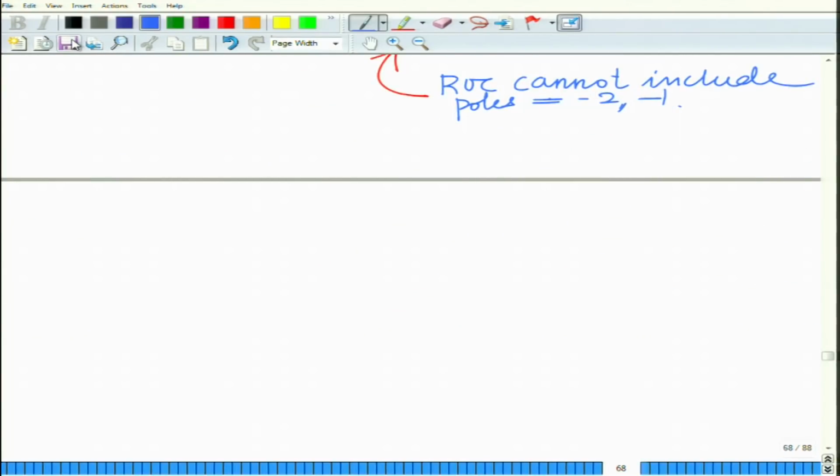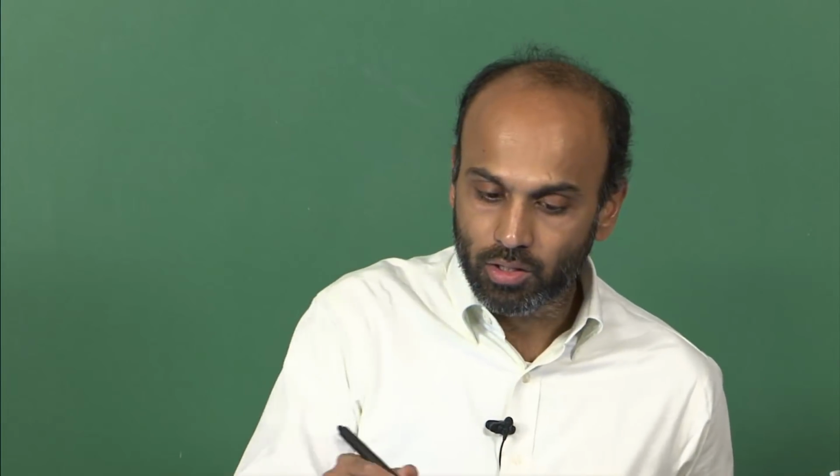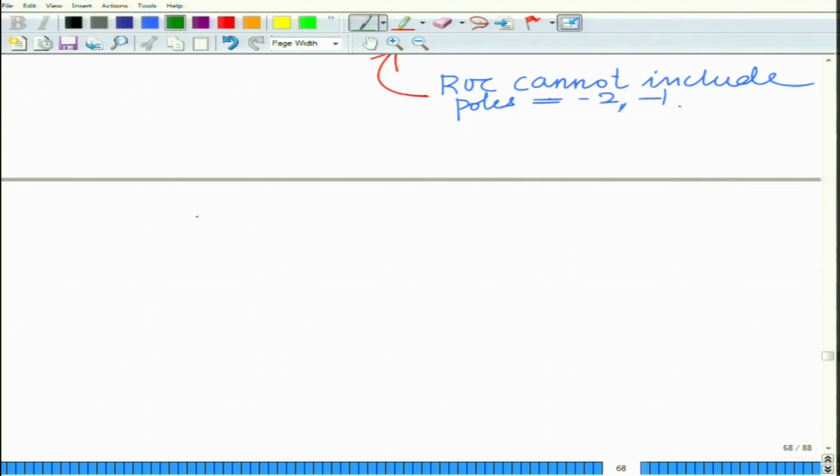Okay. So, what we have just solved, or just considered as an example, is a proper rational function. The Laplace transform is a proper rational function. All right. Let us look at some of the properties of the ROC.